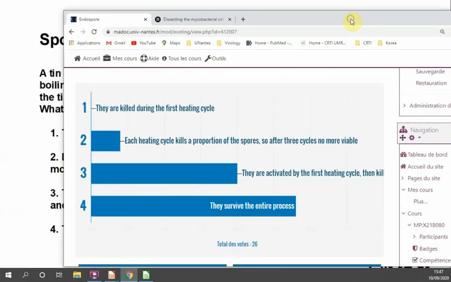Okay, so here's the answers. That's what people think: they're killed during the first heating cycle. That's wrong. Nobody chose that one, that's good. Two, well, I thought this was believable. It's not the right answer, but I try and make a believable false answer. So that's also not true. Most people think they survived the entire process, but that's wrong. Three is the correct answer.